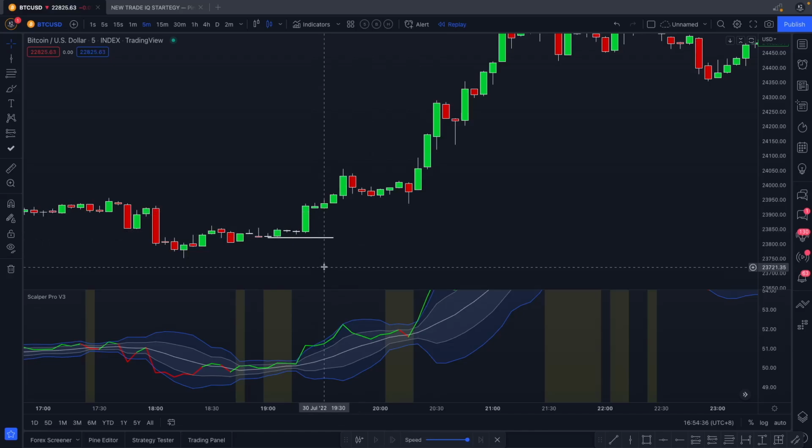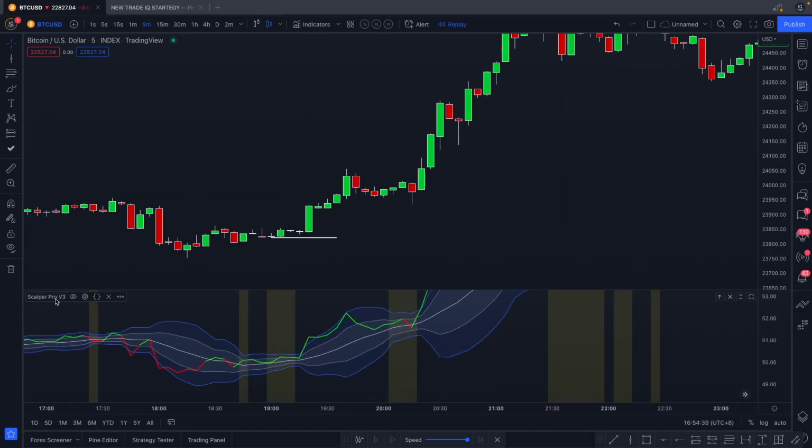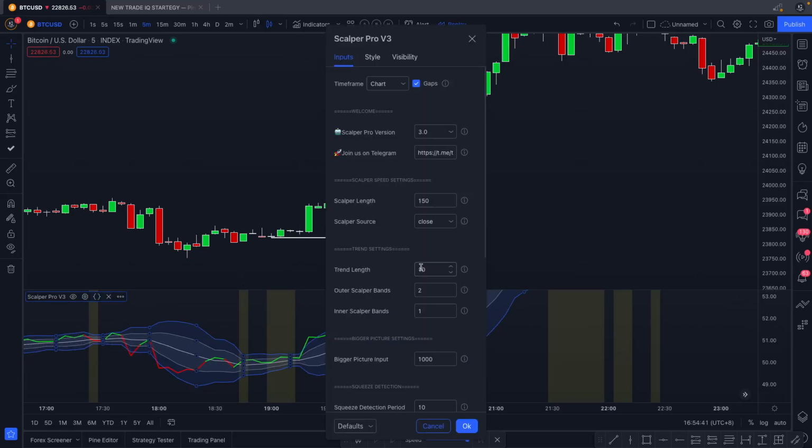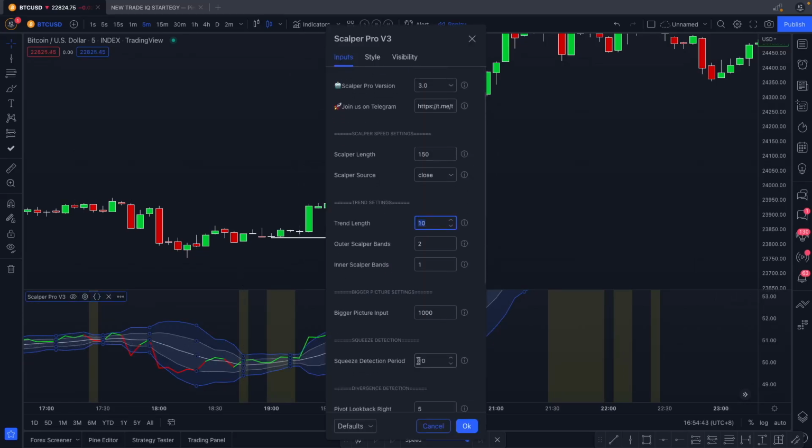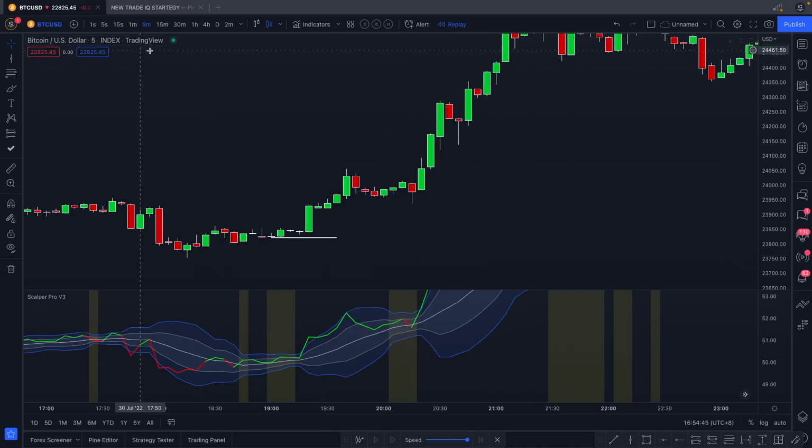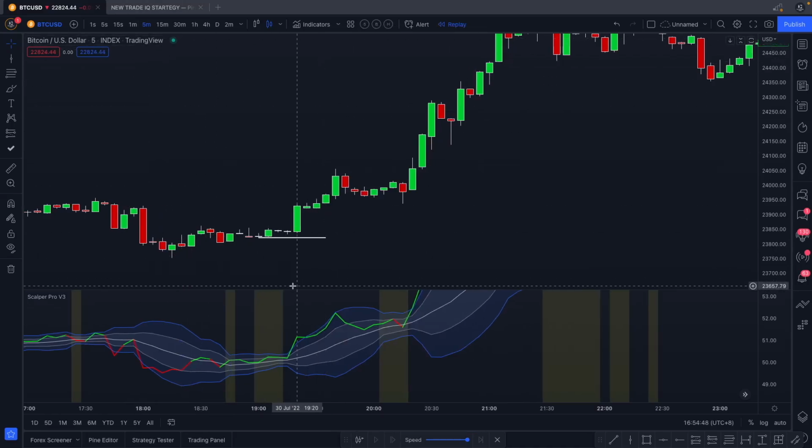So that's the Scalper Pro. That's one of my indicators I use every day. Let's just look at it. I use the settings with a trend length of 10 and a squeeze detection period of 10, because we're on a lower time frame. You want to do quick scalping with this indicator, basically. That's what it's designed for.